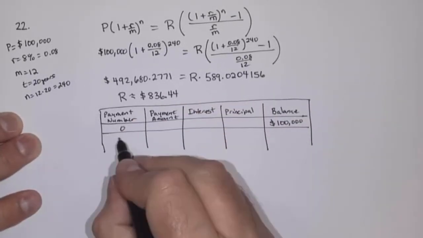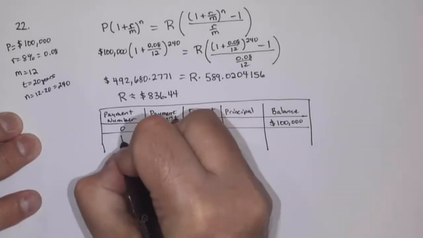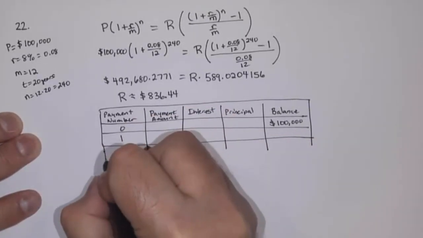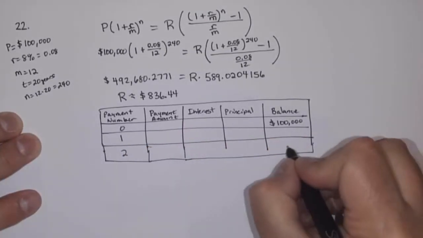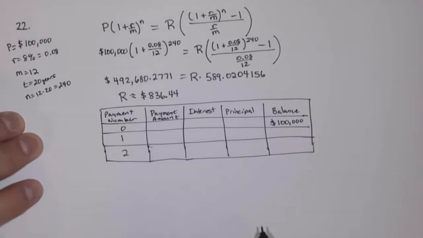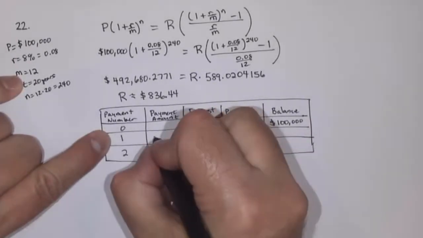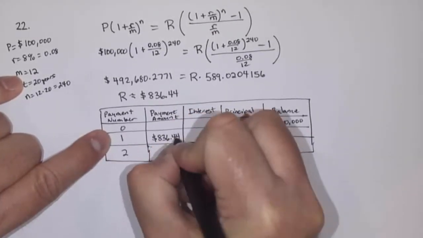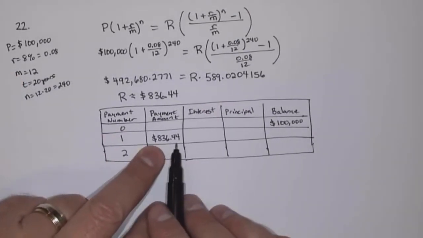So payment number 0, before we've paid anything, we owe $100,000. We're going to figure out what happens after payment 1 and what happens after payment 2, and then we'll leave the rest that we could do on a spreadsheet or something. So our payment amount is going to be $836.44. Now of that, a bunch of that's going to go towards interest.